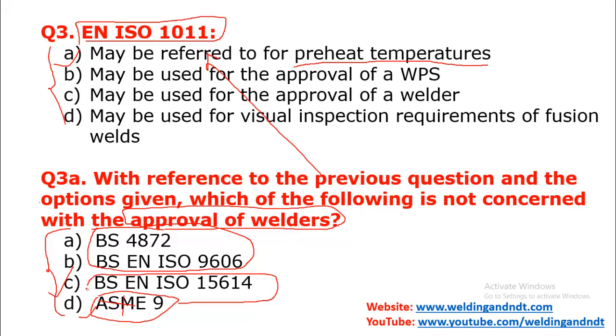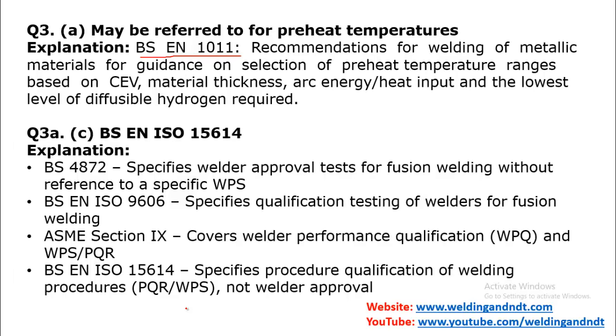See, BS EN ISO 15613 is used for qualification of PQR and WPS, but it does not talk about welder approval. Hence BS EN ISO 15614 is the correct answer. The other options are somewhat related to welder approval or welder qualification.